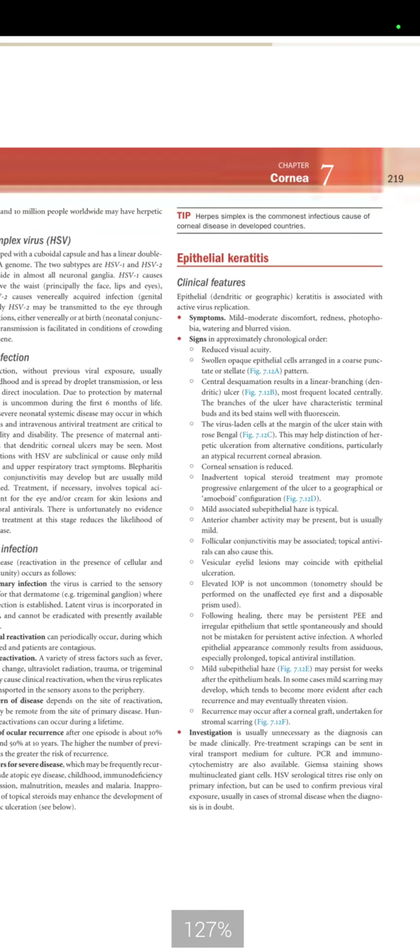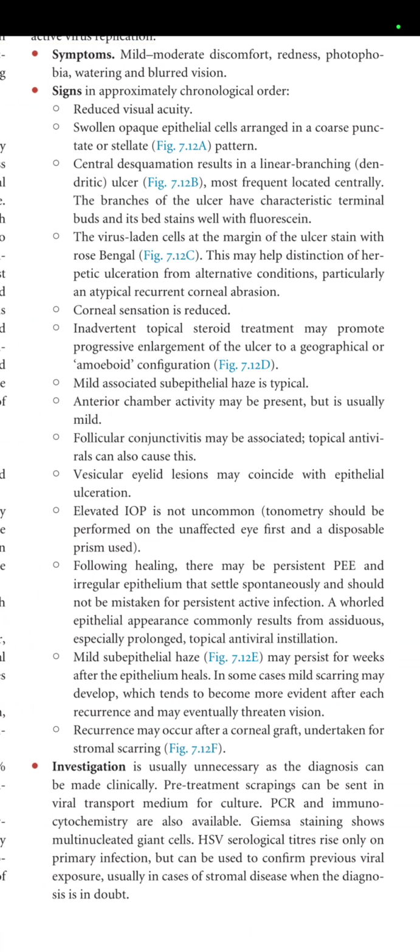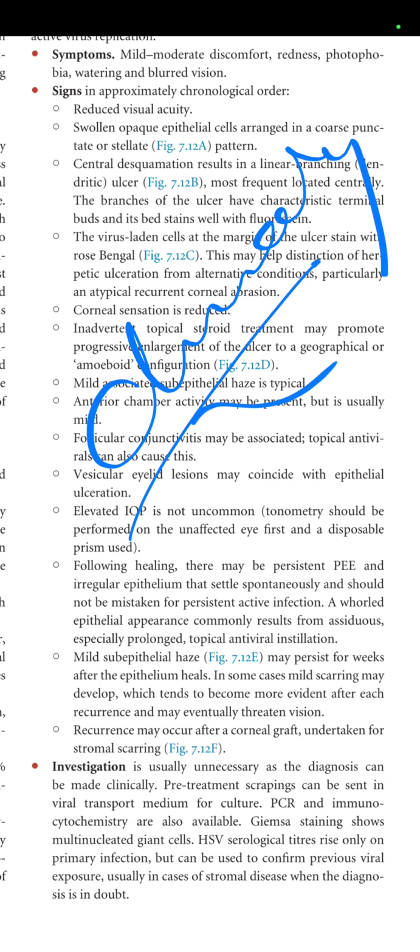So what are the investigations that are performed in case of herpes keratitis? Investigation is usually unnecessary as the diagnosis can be made clinically. Pre-treatment scrapings can be sent in a viral transport medium for culture. PCR and immunocytochemistry are also available. So we tend to diagnose it clinically, but if one is not sure, we can do PCR for that purpose as well.